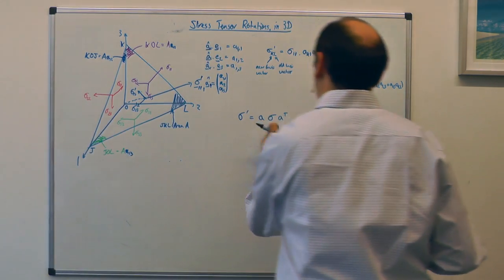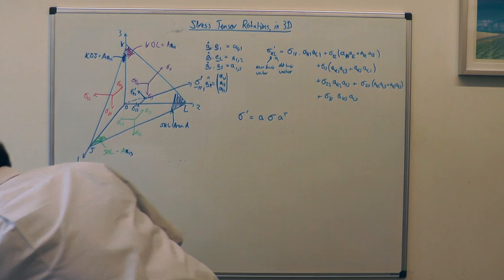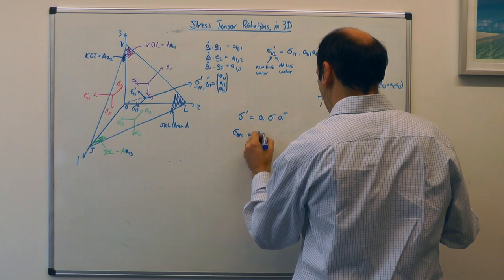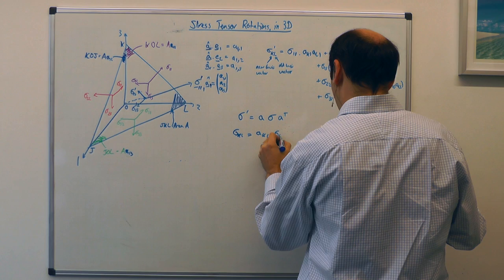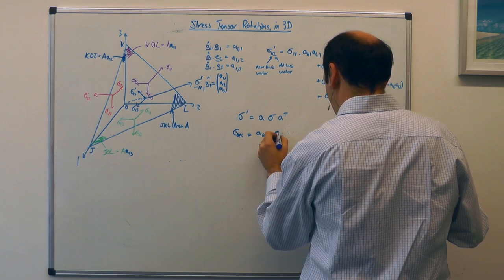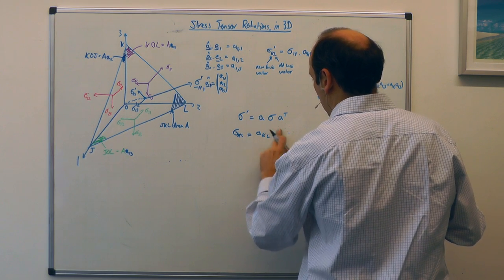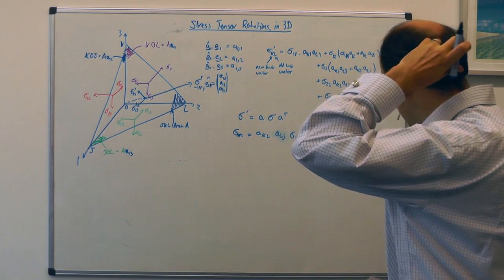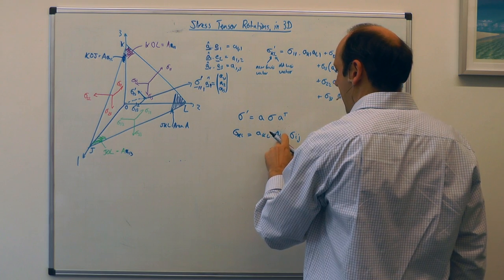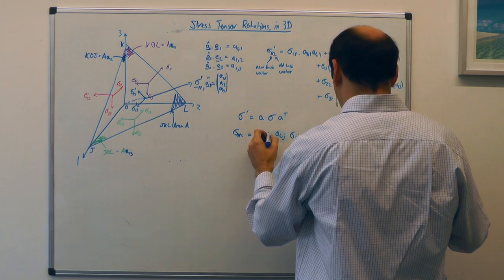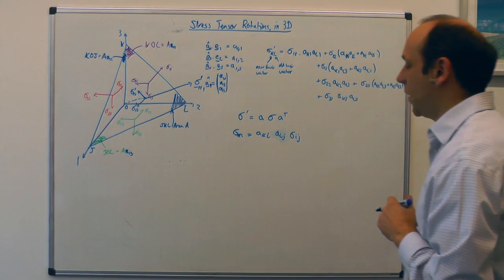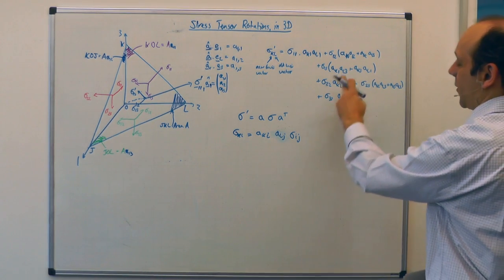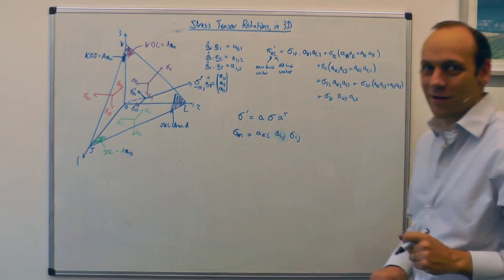tensor rotation. So if you like writing it in suffix notation, then in suffix notation it would be sigma kl is equal to aki alj sigma ij. So k and l are the two that aren't repeated, and i and j are the two that are and disappear in suffix notation. And if you sit and stare at those two for a little while, you'll come to realize that they are the same thing.